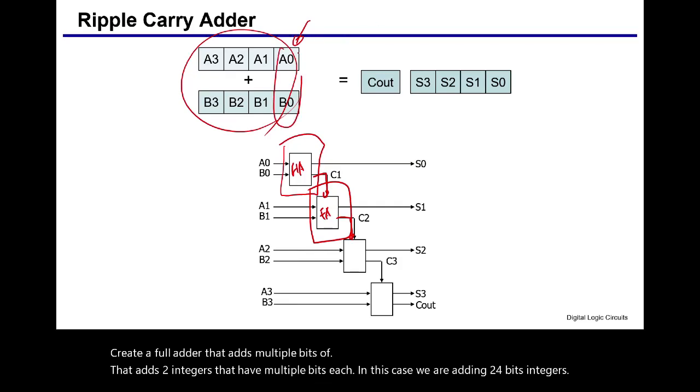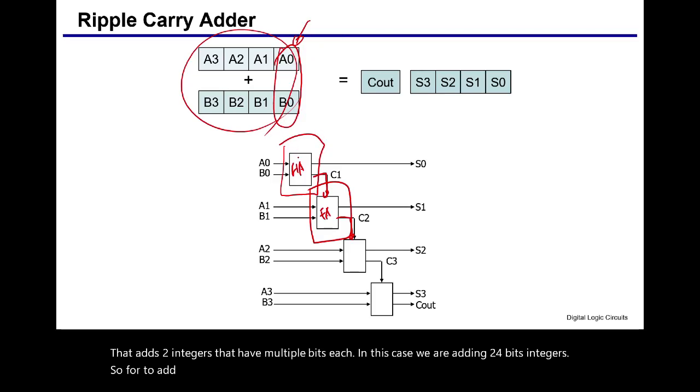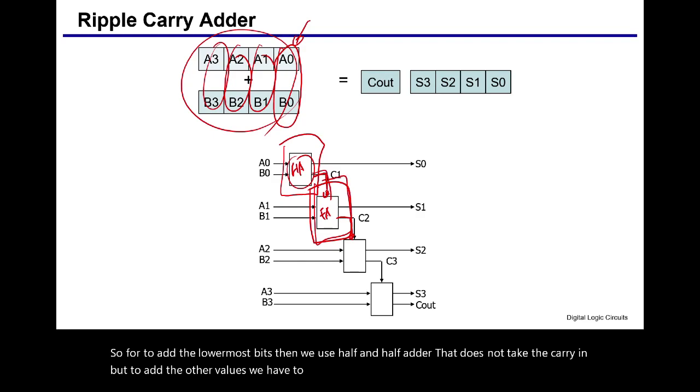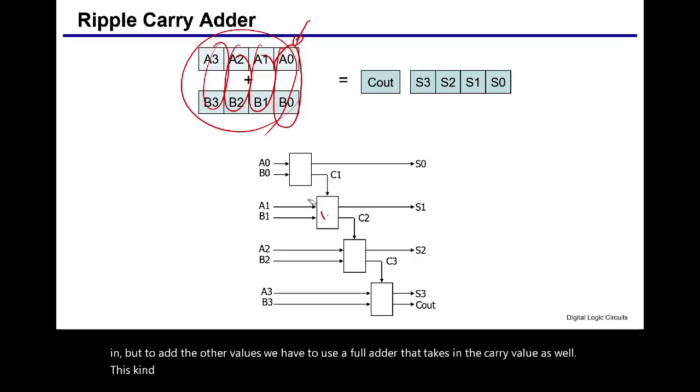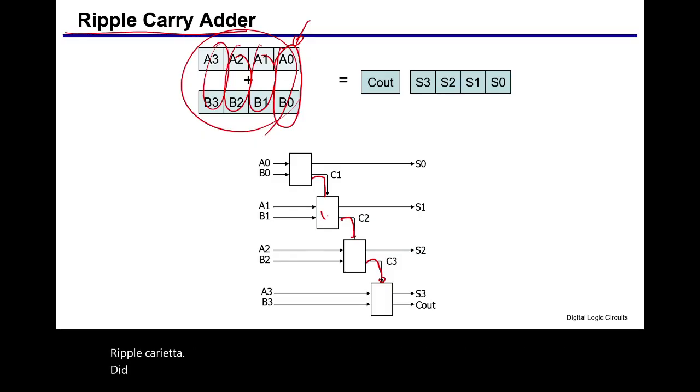So to add the lowermost bits, we use a half adder that does not take the carry in, but to add the other values, we have to use a full adder that takes in the carry value as well. This kind of adder logic that connects these carry out values in a cascaded fashion is called ripple carry adder. That means the carry propagates through the bits.